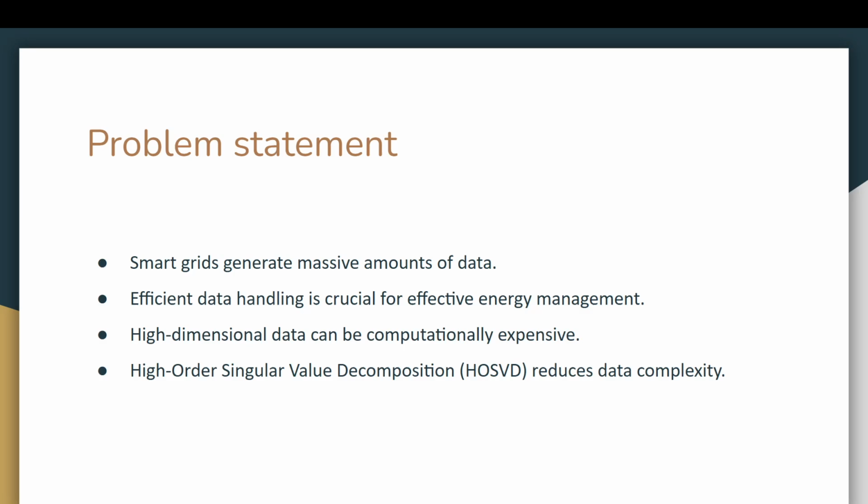A significant issue is the need for efficient data representation and pre-processing. Dimensionality reduction is highlighted as a critical phase in data pre-processing. The paper employs high-order singular value decomposition to reduce the complexity of the data while maintaining essential information. Ultimately, the main objective is to minimize prediction errors in energy consumption forecast.